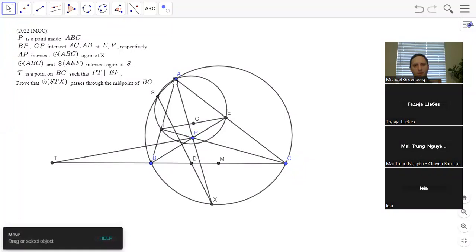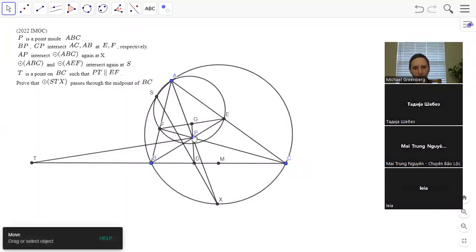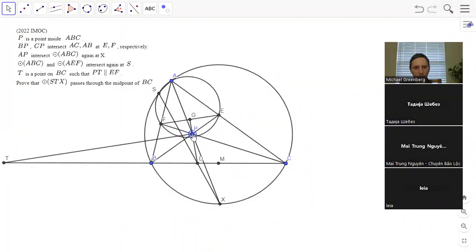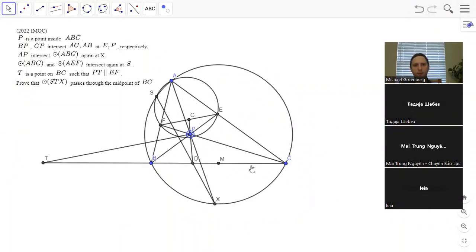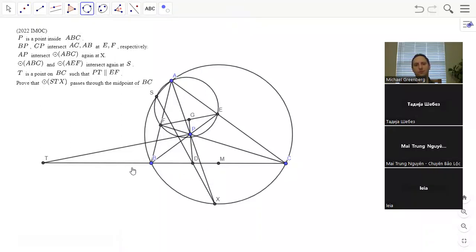Okay. So let's suppose that it is true for now, to see how it finishes. You will then have that (B, C; D, T) is harmonic. There is a well-known lemma that when you have that harmonic bundle and you take the midpoint of BC, then DM times DT is DB times DC, which will then be DX times DS, and that'll finish.